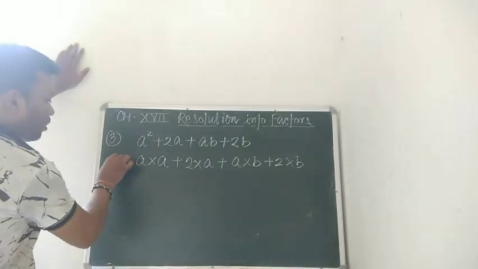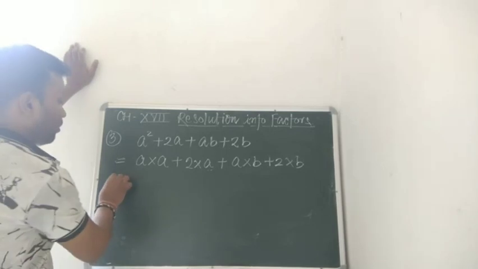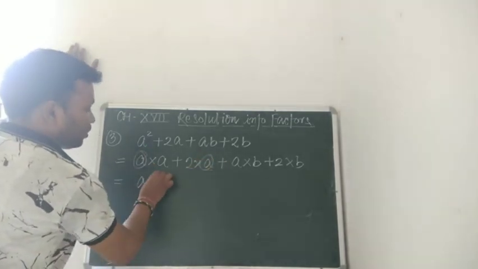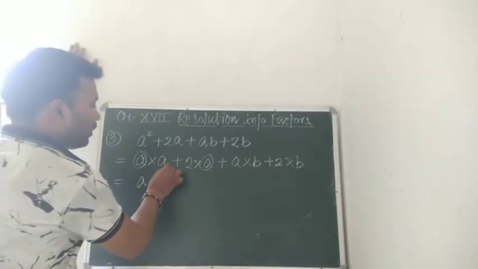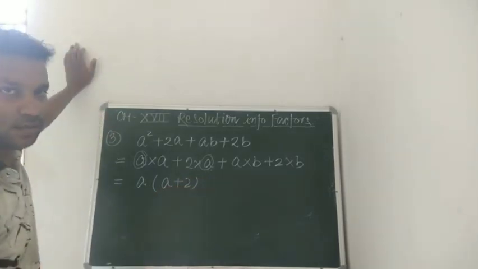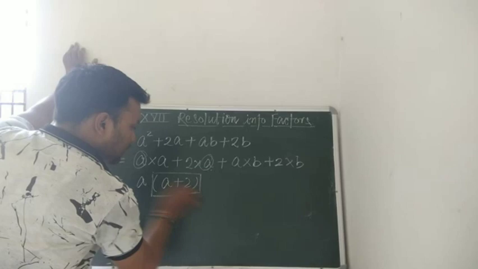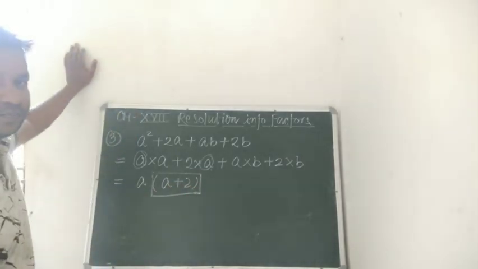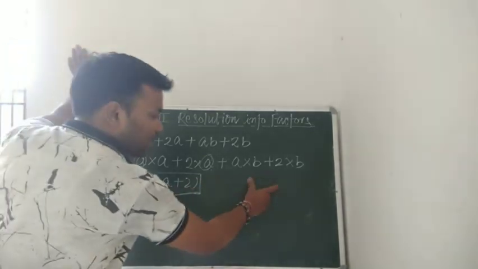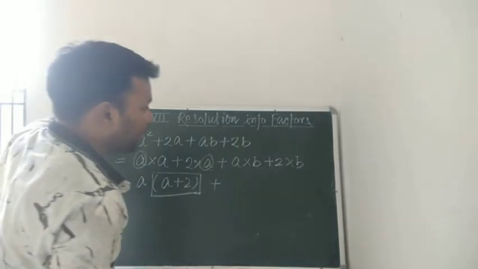Now, see in the starting two terms, we have a as a common term. So we'll take a as a common, and the rest of the terms, that is this a and this plus 2, will be written inside the bracket. So we are getting here a compound factor, and we will try to make the same compound factor here also. So let's see what will happen.